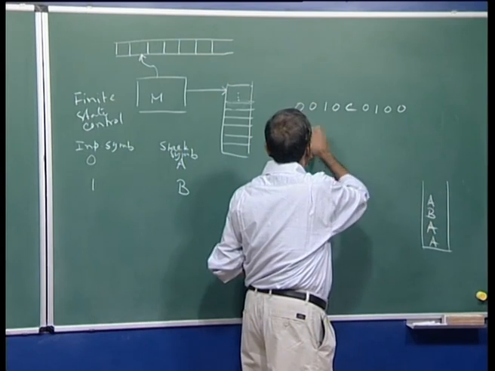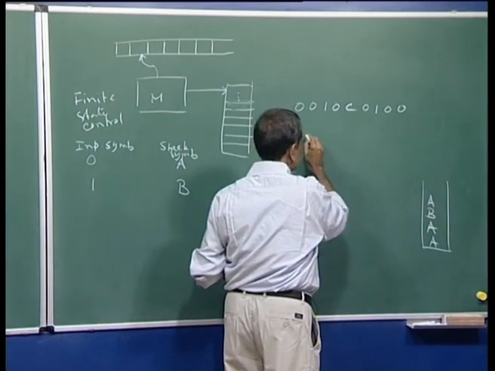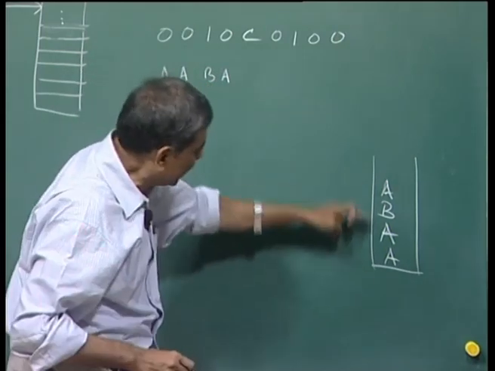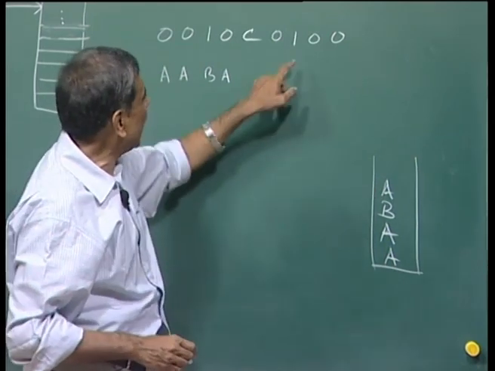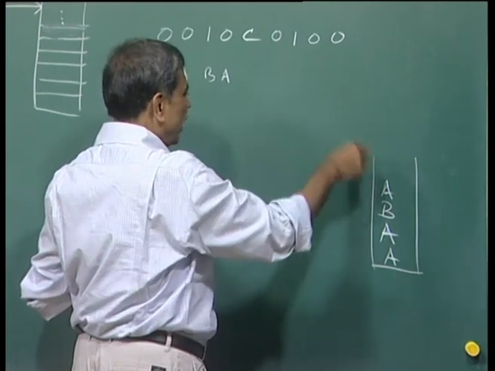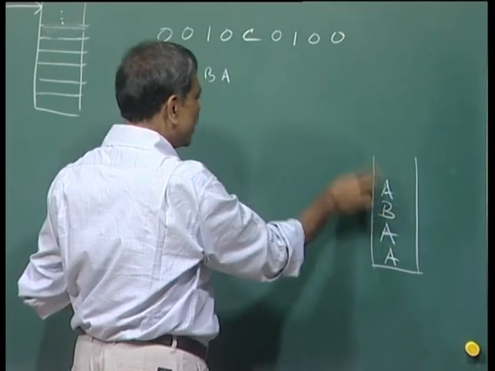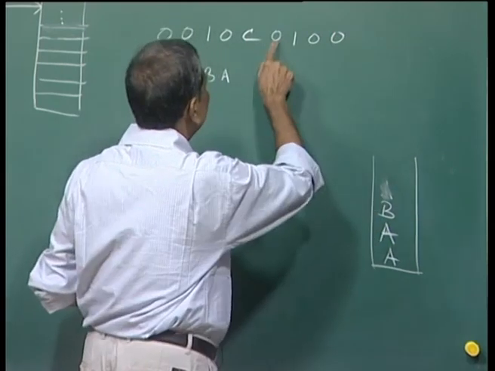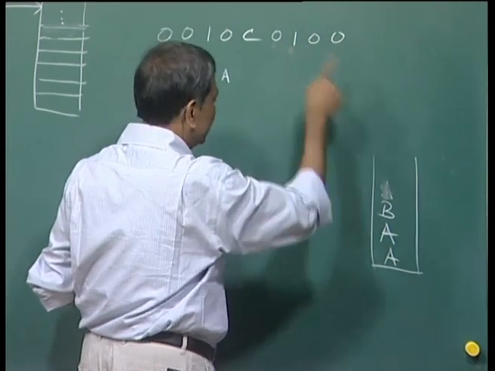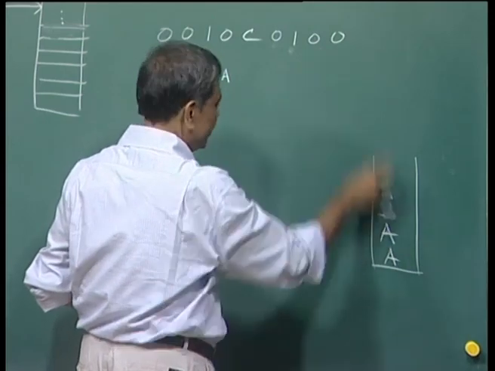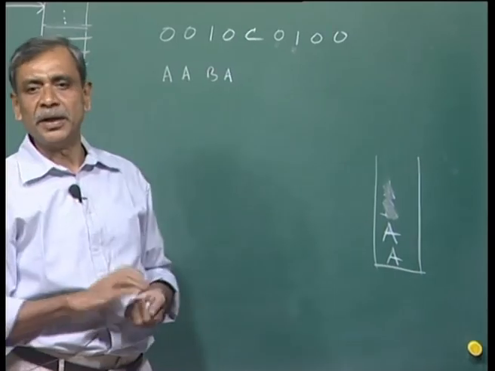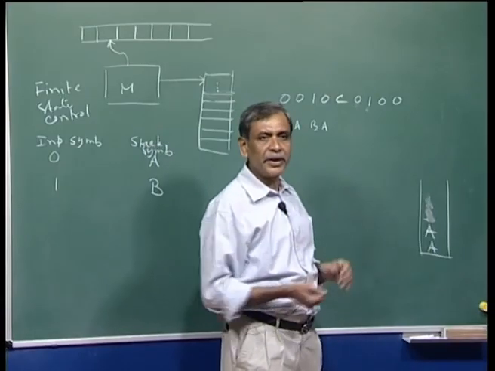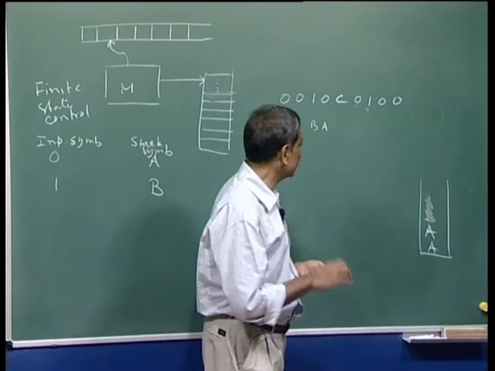Remember 0 0 1 0, according to our correspondence, is the string A A B A, and its reverse is A B A A. That is exactly the string we have on the stack. Now it sees a 0, and the top of the stack is A, so it knows it has a matching symbol. It checks it off, then again sees 1, and the matching symbol is B, then 0, then 0. At the end, when the stack is empty, the machine knows that the string it has seen so far is indeed the kind of string in the language. Therefore, it will accept that string.